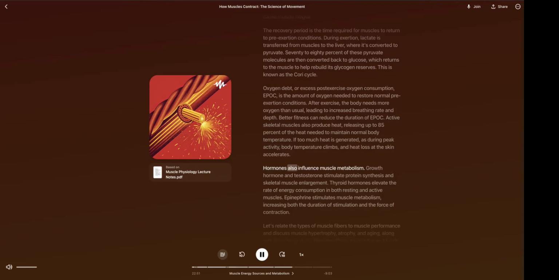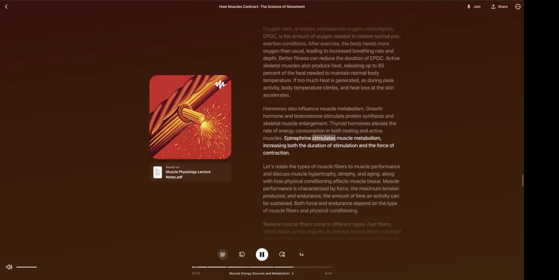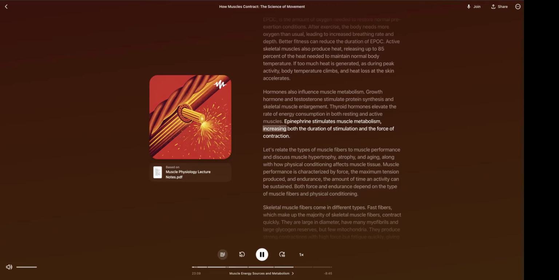Hormones also influence muscle metabolism. Growth hormone and testosterone stimulate protein synthesis and skeletal muscle enlargement. Thyroid hormones elevate the rate of energy consumption in both resting and active muscles. Epinephrine stimulates muscle metabolism, increasing both the duration of stimulation and the force of contraction.